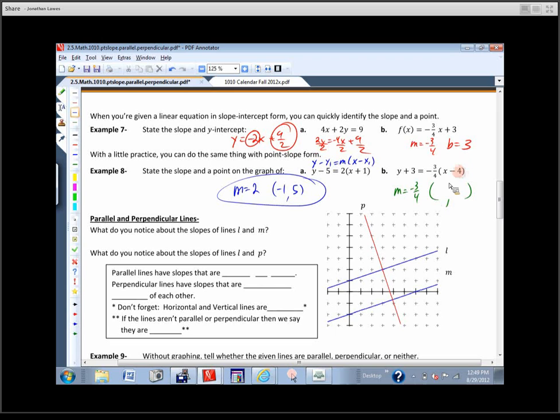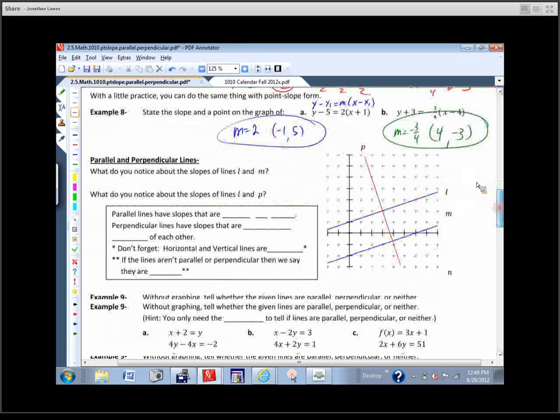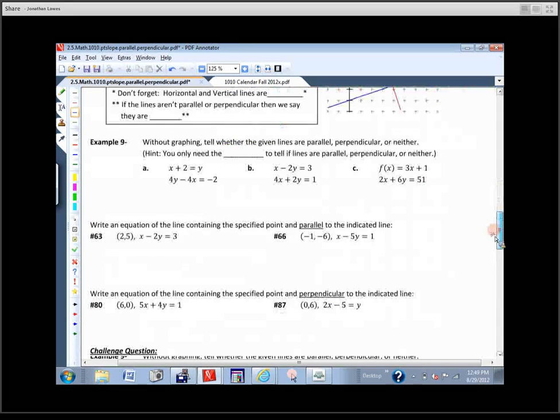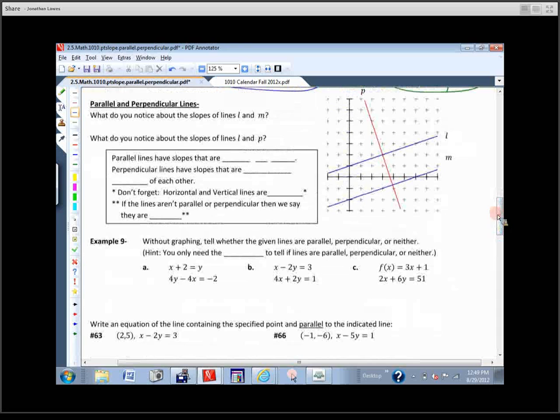Slope, negative 3/4. To write down the x-coordinate, find the number with the x, write down the opposite. So what do I write? 4. For the y-coordinate, find the number with the y, write down the opposite, so I write negative 3. See how easy that is? I think this is the last topic for this one.